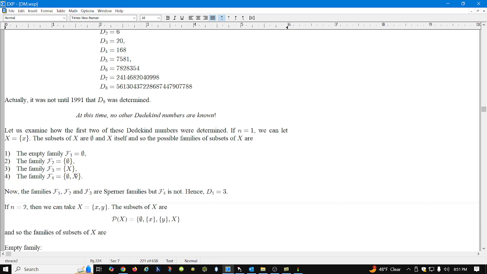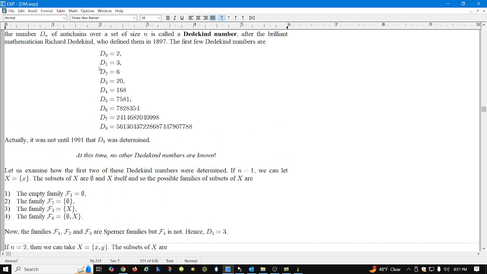The first three are Sperner families, kind of by default. No member of the family is contained in any other member because there's only one member, or in this case, no members. This is not a Sperner family because the empty set is a subset of capital X. So we got 3 Sperner families, and that's why D1 is equal to 3.